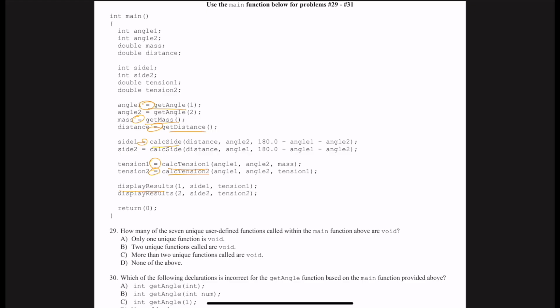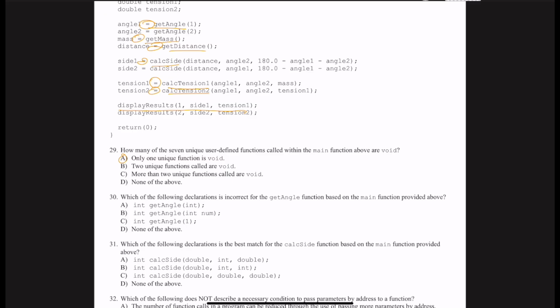However, we do have display results where there's no left-hand side. It's not saying that some variable is equal to the result of display results. So it could still return some value that we're just not storing anywhere, or it could be a void function where it's not returning anything. Often our output functions are void. So we're going to say A, only one unique function is void.